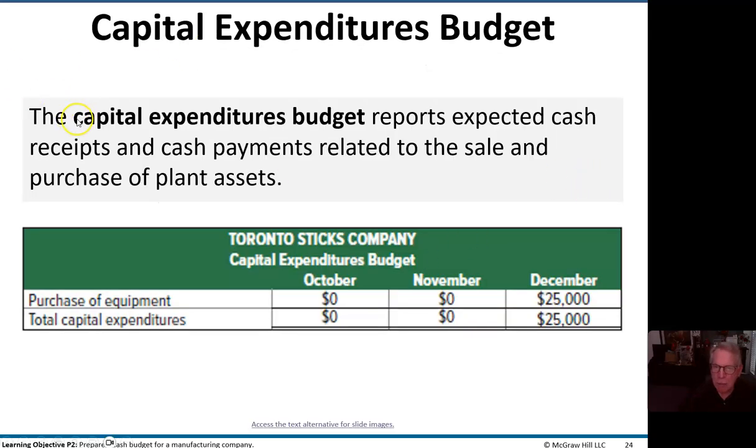The capital expenditures budget reports expected cash receipts and payment related to the sale and purchase of plant assets. So here they're saying, I need to purchase a piece of equipment in December for $25,000. So my total capital expenditures for the quarter is $25,000.